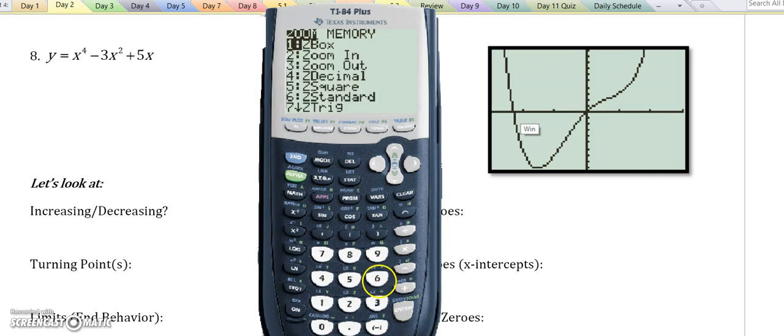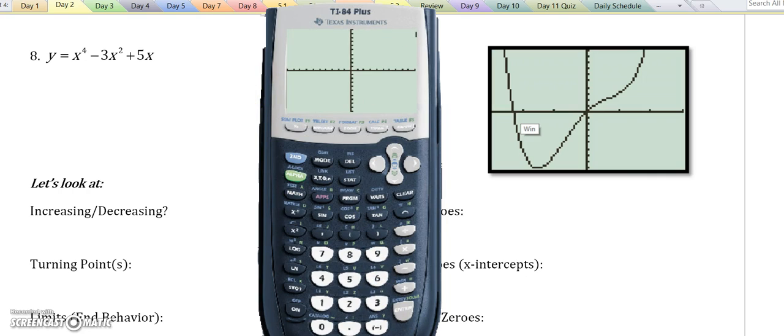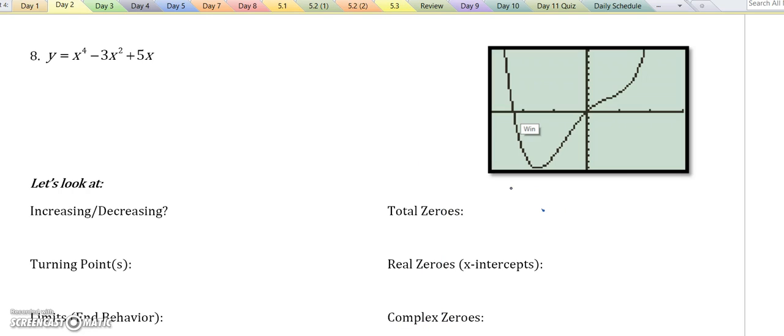I'm going to start in zoom 6 one more time, to see how much of my graph I can see. Looks like I have a little more x max and x min than I need, so if you want to shorten that up, you can go ahead and do that. Not necessary, but it'll just make it a little bigger on your screen. I'm going to look for increasing and decreasing intervals.